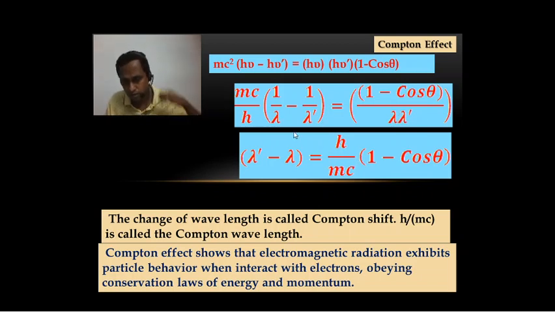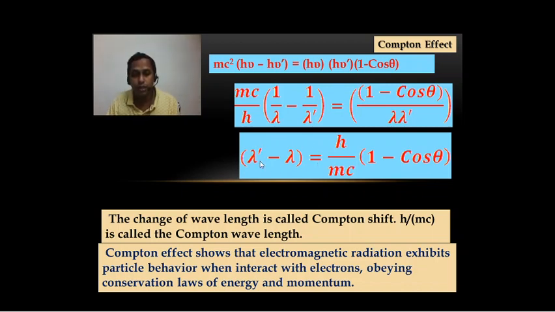Then you can take the LCM. LCM is lambda prime. So what we get is lambda prime minus lambda divided by lambda prime is equal to 1 minus cos theta divided by lambda prime. See, mc by h into lambda prime minus lambda divided by lambda prime as per LCM is equal to 1 minus cos theta divided by lambda prime. Here also denominator lambda prime, here also lambda prime, that gets cancelled. So what we get is lambda prime minus lambda is equal to h by mc into 1 minus cos theta. So that is the Compton shift.